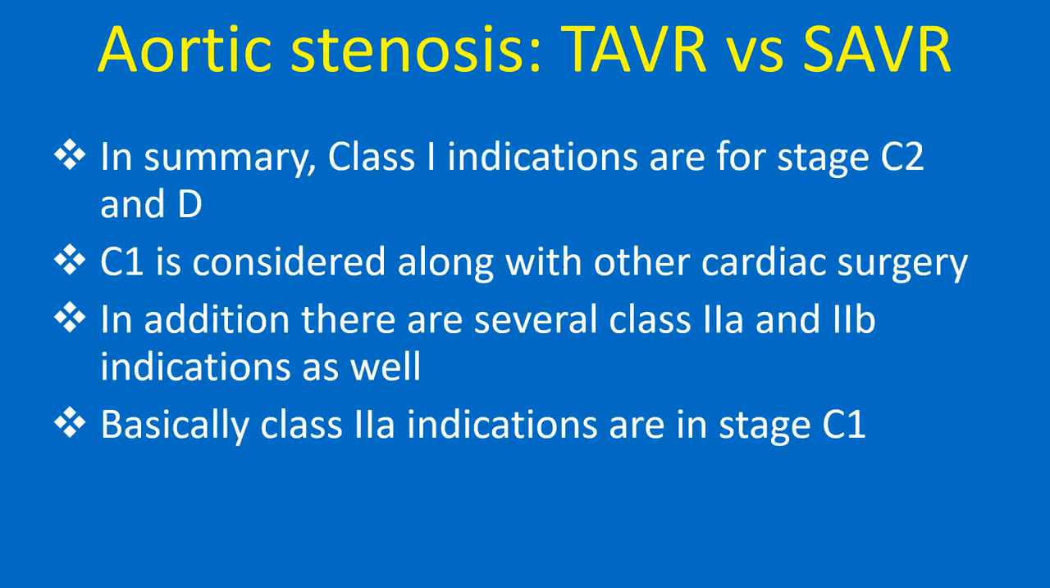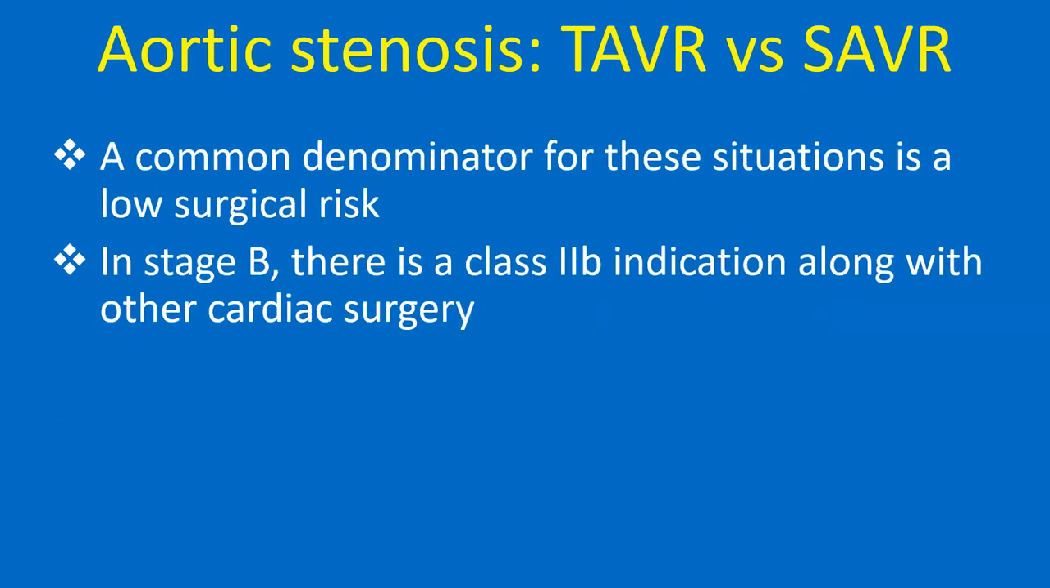In summary, class 1 indications are for stage C2 and D. C1 is considered along with other cardiac surgery. In addition, there are several class 2A and 2B indications as well. Basically, class 2A indications are in stage C1. A common denominator for these situations is a low surgical risk. In stage B, there is class 2B indication along with other cardiac surgery.